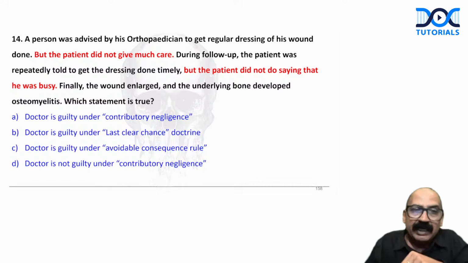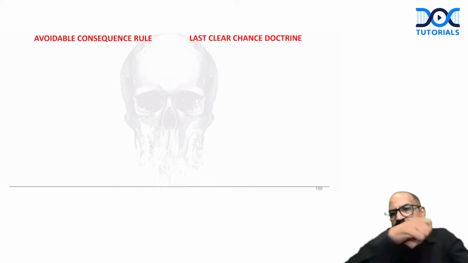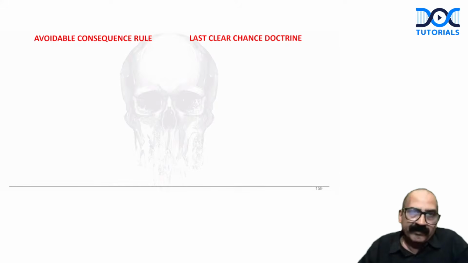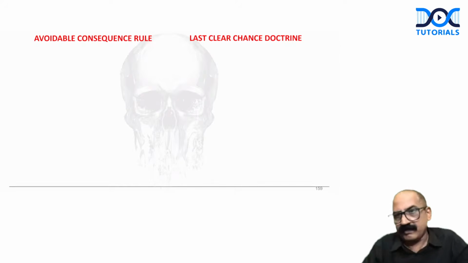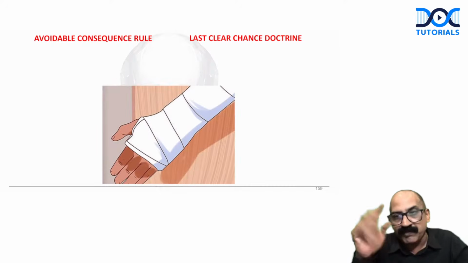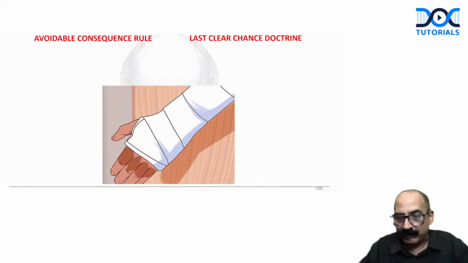At the same time, let me discuss the avoidable consequence rule and last clear chance doctrine. What is the difference? Imagine I'm an orthopedic surgeon, and a patient comes with a fracture of both forearms. I apply a POP cast at 10 a.m. today. By evening, he starts getting numbness, but he does not tell me. Next day, he sees discoloration of the fingers, but he does not inform me, does not consult me. He comes to me after 2 days when the limb has become totally gangrenous and I amputate the limb.